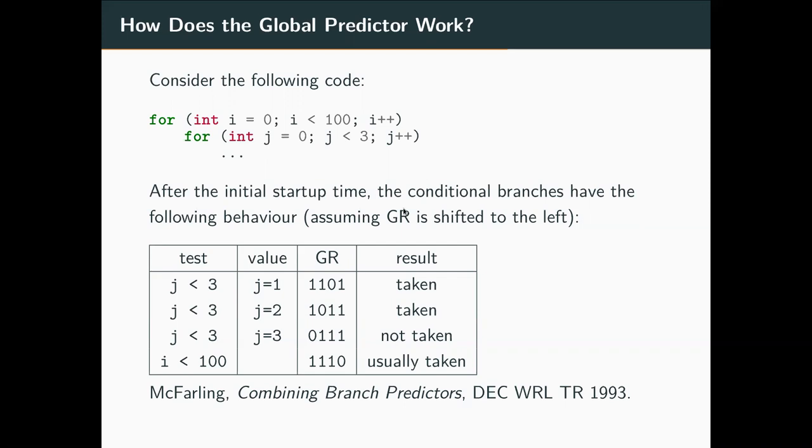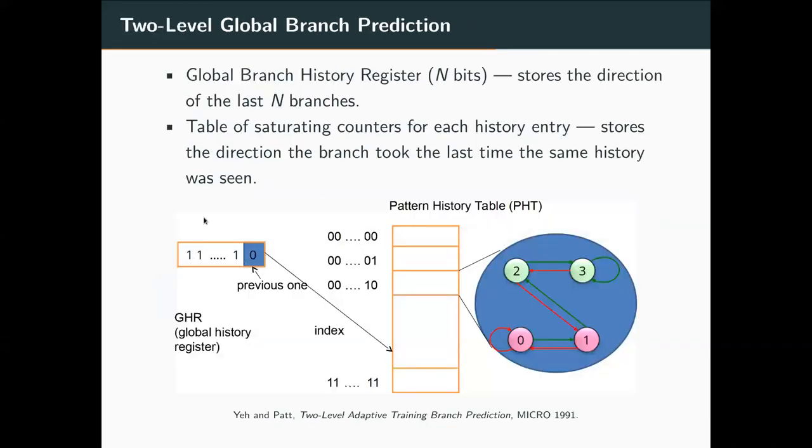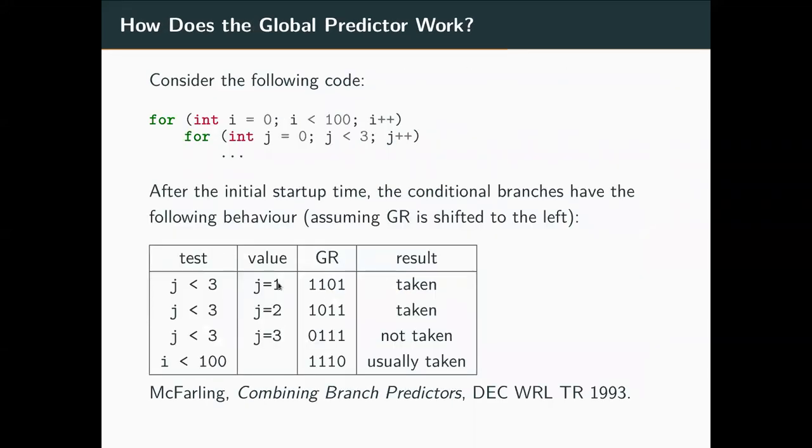And so after our initial startup time, so once we get up to iteration 2, 3, 4, et cetera, of our outer for loop, what we're going to have is the following behavior, assuming that our global history register here is 4 bits. This is what the behavior will look like. So when we hit the J less than 3 condition the first time, we're going to see that J is 1, because this is after we've executed the loop once and done the first increment. J is now 1. And what does our global history register show?